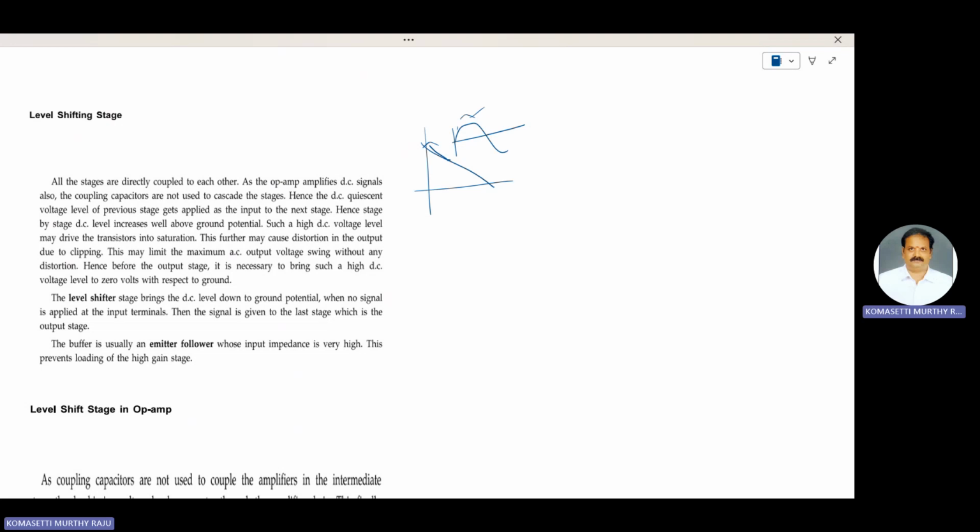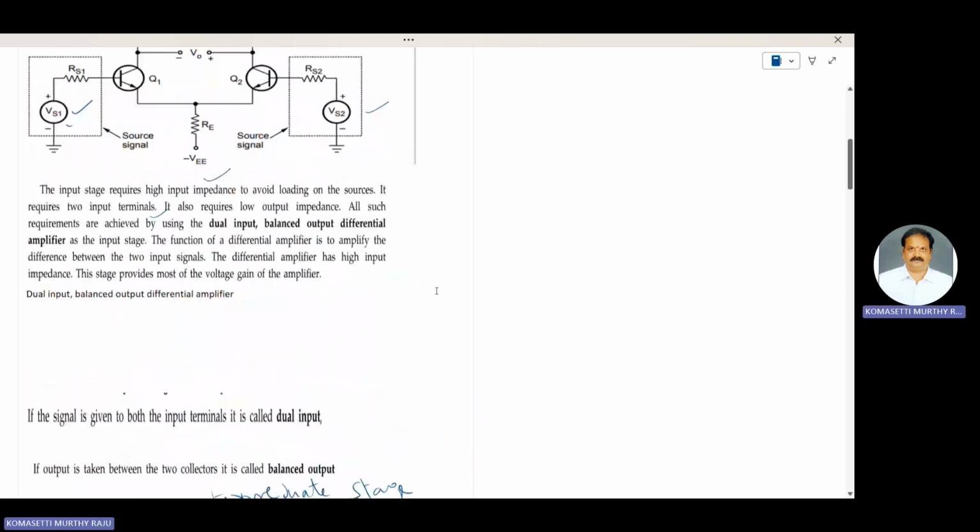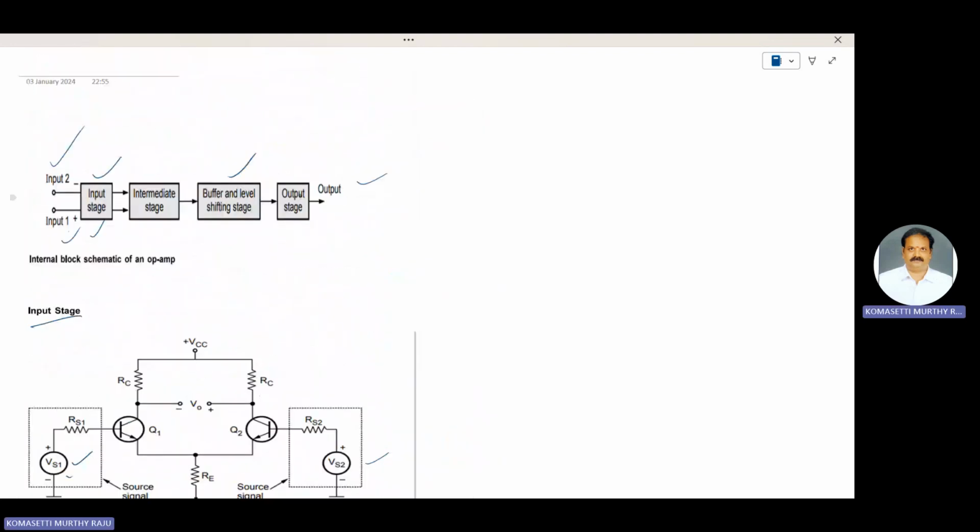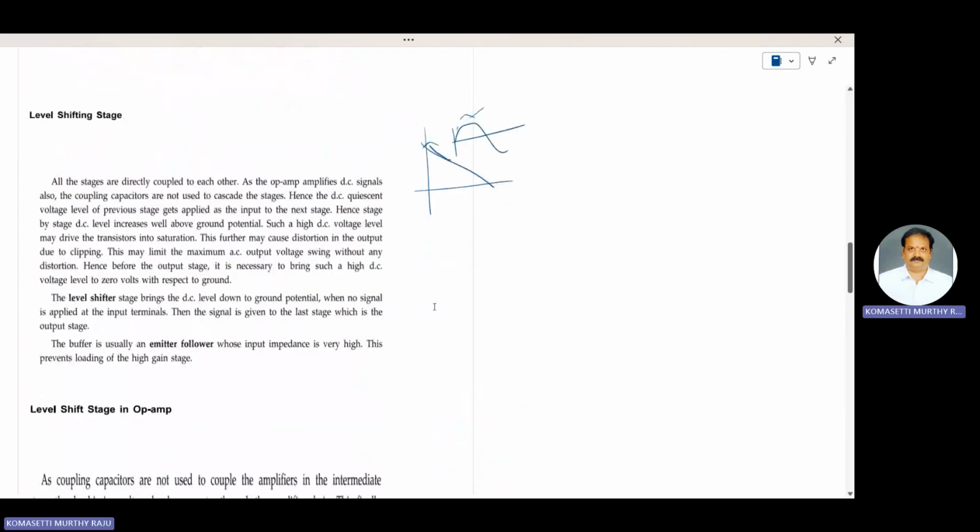Hence, before the output stage, it is necessary to bring such a high DC voltage level to 0, back to the original position with respect to ground. The level shifter stage brings the DC level down to ground potential when no signal is applied at the input terminals. Then the signal is given to the last stage, which is the output stage.